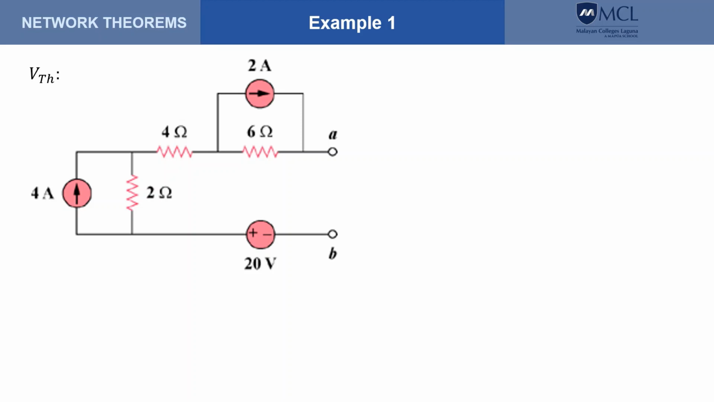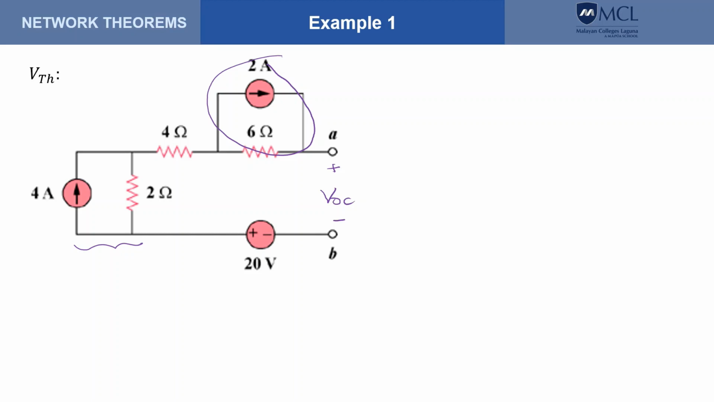To compute for VTH, we use this circuit and determine the voltage across these terminals. So this is our VOC, where this is plus and this is minus. To get VOC, we need to simplify the circuit. Now we notice that this part here is a current source in parallel with the resistance, and likewise for this. So we can use source transformation to simplify the circuit.